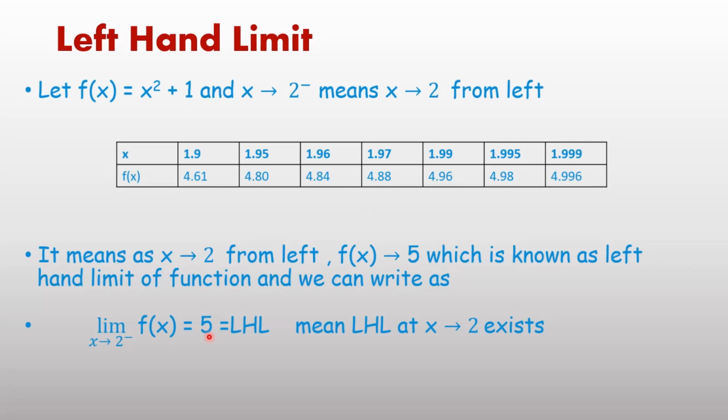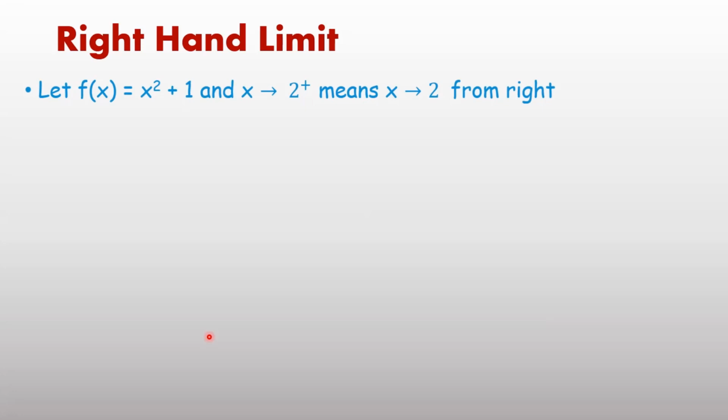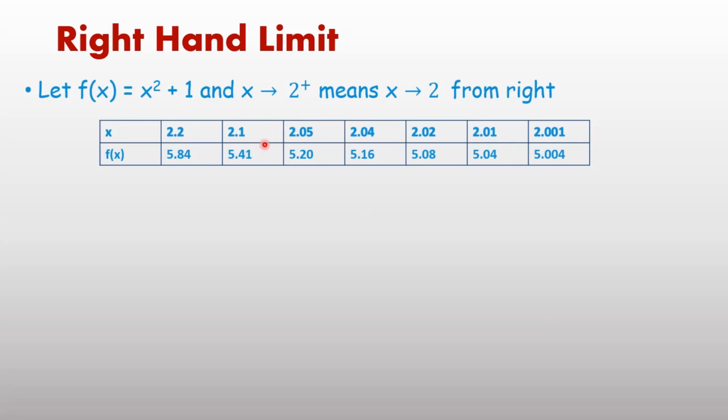And the right hand limit, same process. For the same function I have taken x tends to 2 plus, meaning x tends to 2 from right, meaning the value of x is greater than 2 and nearest to 2. For example, x equal to 2.2, f(x) you can calculate, 2.1 again we can calculate, and as we continue to decrease the value of x, f(x) will also decrease, and if x is nearest to 2, f(x) will be nearest to 5.